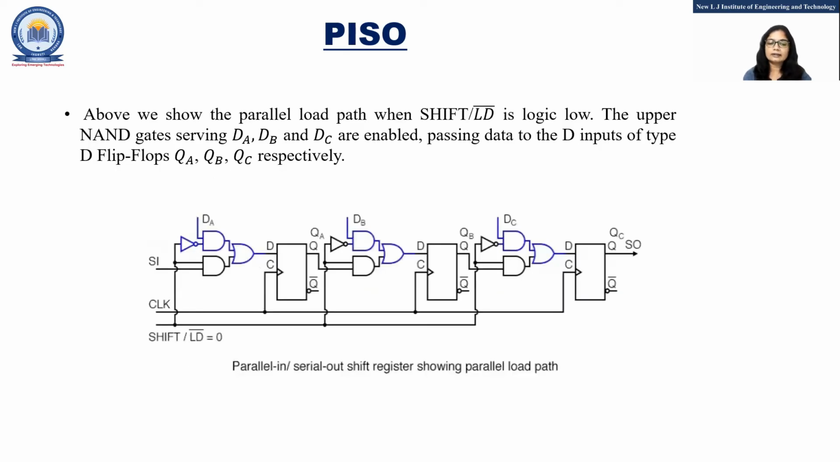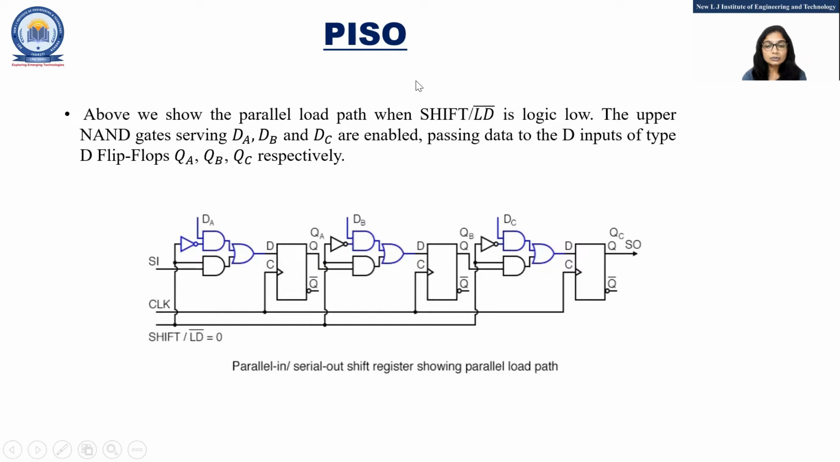This is the diagram of parallel in, serial out. As I told you, suppose I am using 3-bit PISO, then I will use 3 flip-flops. So these are 3 flip-flops that are of D type. Now, in this circuit, you can see we are using this different logic circuit between these flip-flops. Why?